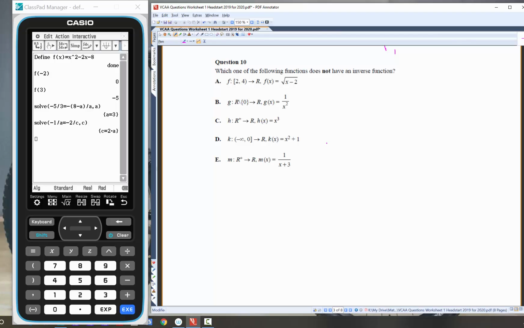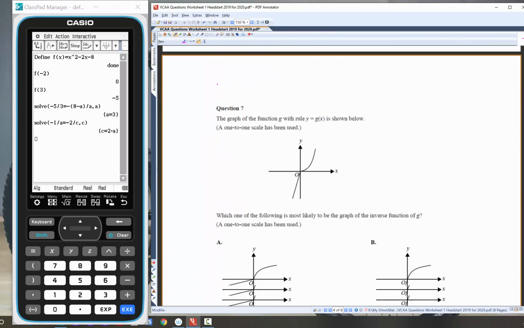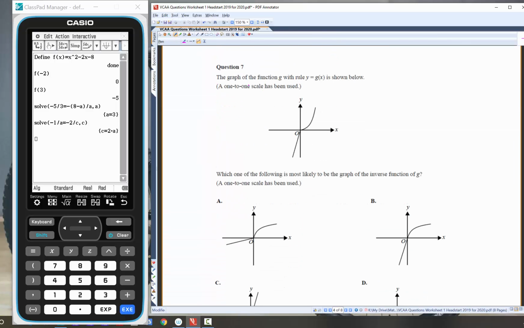Okay, this one, which one of the following functions does not have an inverse function? So same deal. What we're going to do is just roughly sketch each one. That's a root function. That is 1 to 1. This is the truncus, not 1 to 1. It's B. Don't need to check anything else. Graph of the function g with the rule y equals g of x is shown below. 1 to 1 scale is being used. Which of the following is likely to be the graph of the inverse?